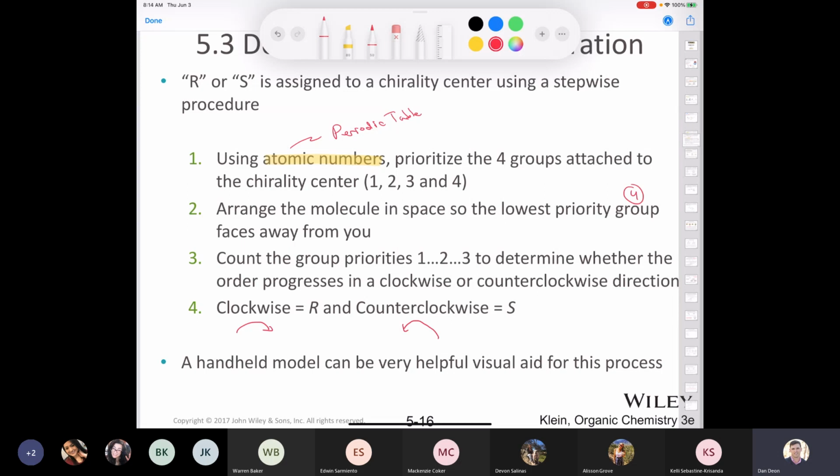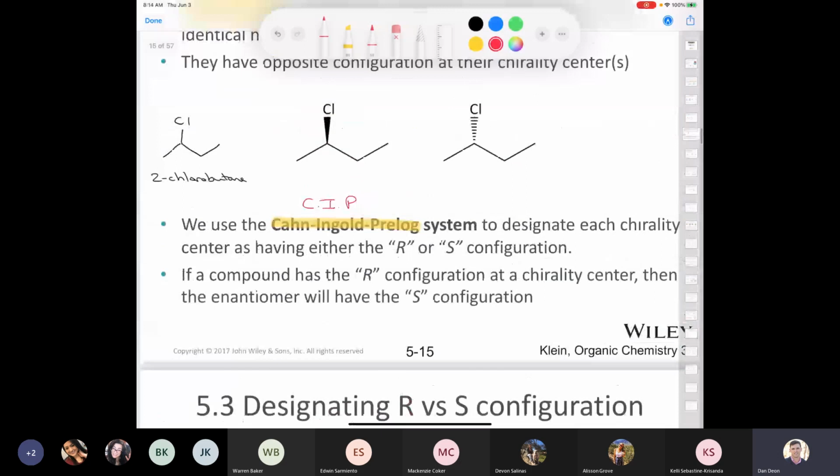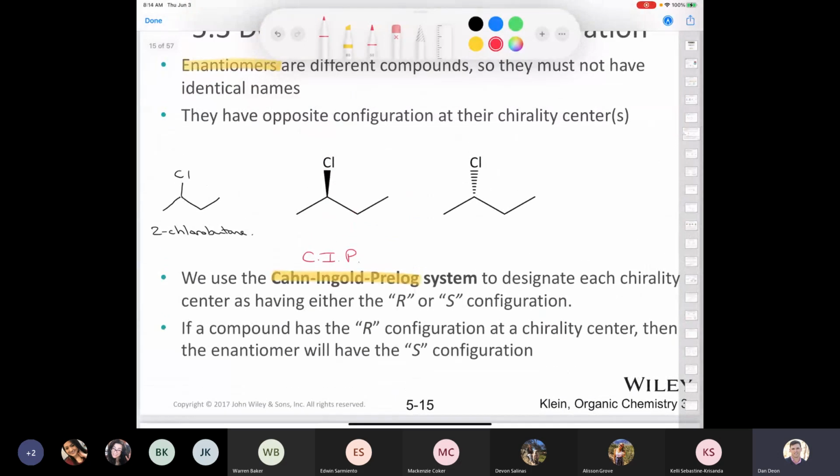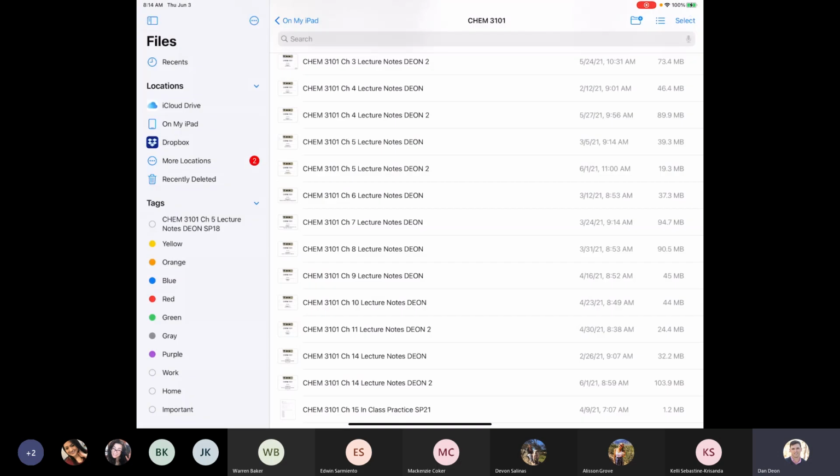Well, with that in mind, let's go back to this slide here and see if we can designate the chirality at these chiral centers as being R or S. So let me show you how to do it. We're going to start with this molecule right here. So I'm going to go all the way over to a blank document here. Just give me a second.